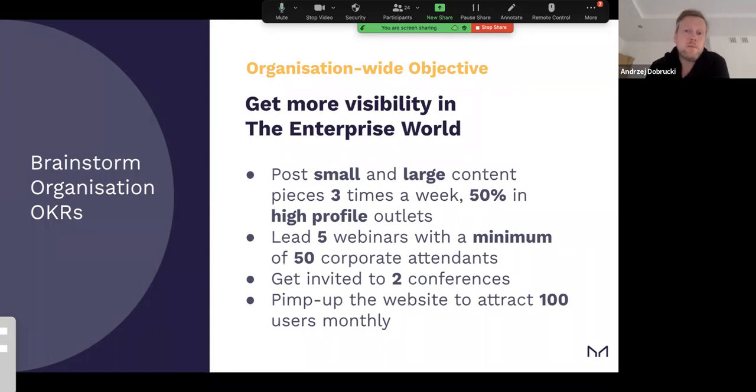So in the case of my previous company, that would be visibility in the enterprise world, which means that we get more and more spotted by huge companies, by enterprises. And then if you see here in the objective, there are no numbers, but they start to appear in the key results. So the 4 bullet points here, they are the key results. And I have boldened the words that are actually adding to the measurability of each of these key results: small, large, 50%, 3 times, high profile as opposed to low profile, 5 webinars, minimum of 50 corporate attendance, and then 2 conferences and 100 users monthly.